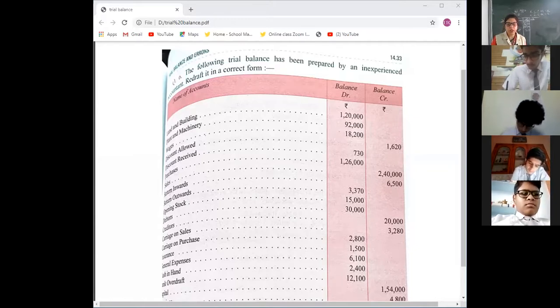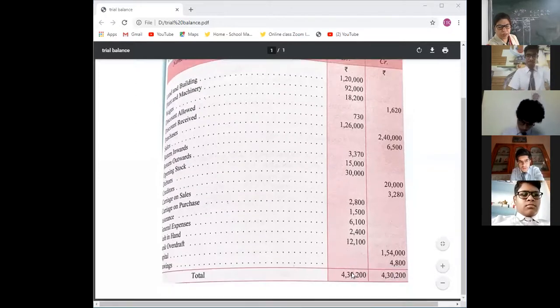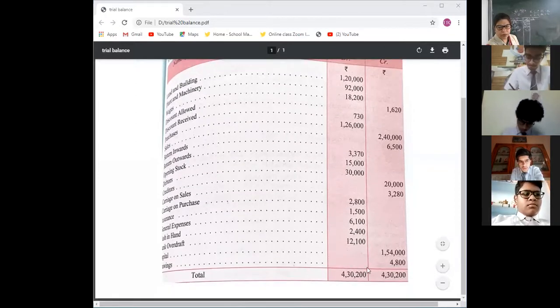Then carriage on sales, it is an expense, it should be transferred to debit side. Bank overdraft is the liability that should be transferred to credit side. Drawings is the personal expenses that should be transferred to the debit side.